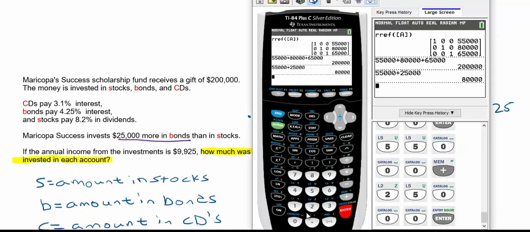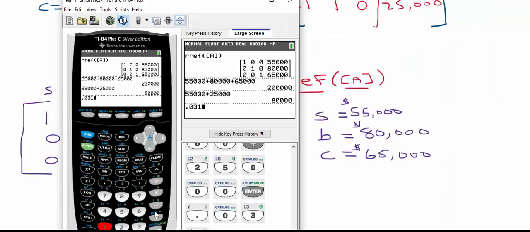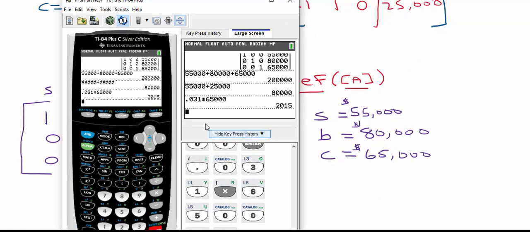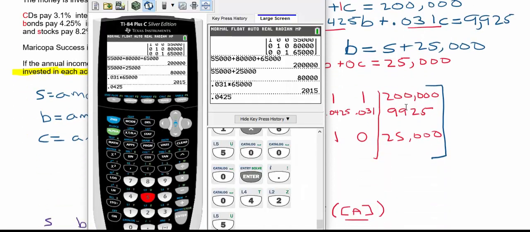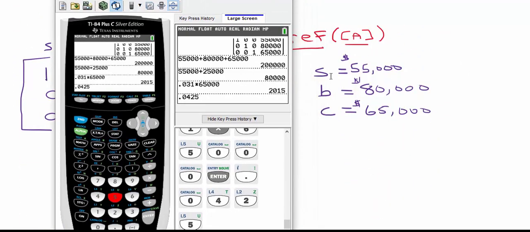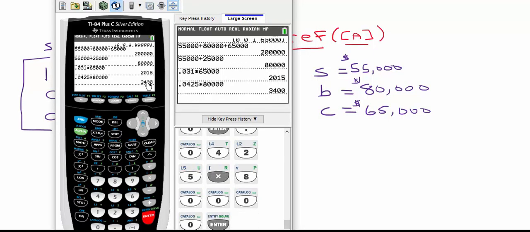The last condition would take a little more work to verify. It said that we get 3.1% interest in CDs, so I'm going to take 0.031, and multiply by how much money was put into CDs, which apparently was $65,000. So that tells me the amount of interest that I got from that one account is $2,015. It's also true that 4.25%, so 0.0425 interest was paid from the bonds, and apparently we put $80,000 in bonds, so I'm going to multiply that by 80,000. And this number, 3,400, is the amount of money we got just from the interest in 1 year from the bonds.